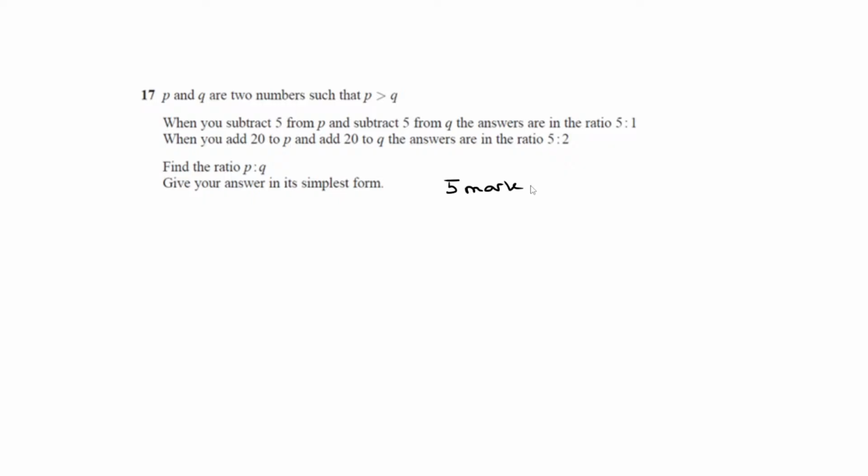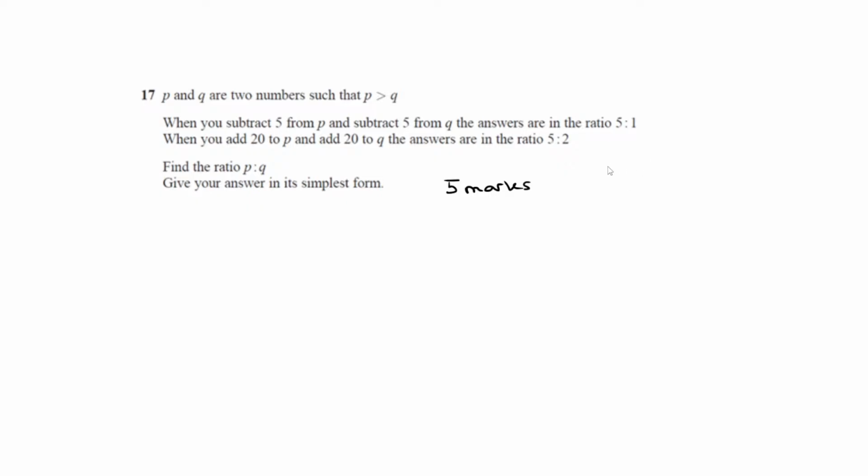5 marks. Okay, so we've got P and Q are 2 numbers such that P is bigger than Q. When you subtract 5 from P and subtract 5 from Q, the answers are in the ratio 5:1. When you add 20 to P and add 20 to Q, the answers are in the ratio 5:2. Find the ratio of P to Q.